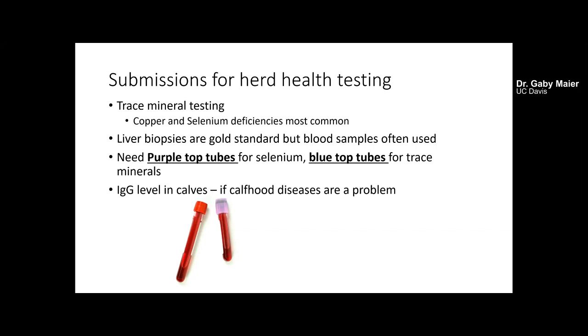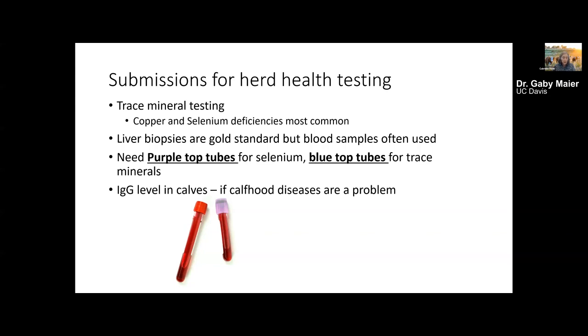So here are some other ideas for how you can make use of the CAHFS lab. So trace mineral testing is something that is often done for herd health. So copper and selenium deficiencies are very common in California. Liver biopsies are the gold standard to test for trace minerals, but often it's blood samples that are used.